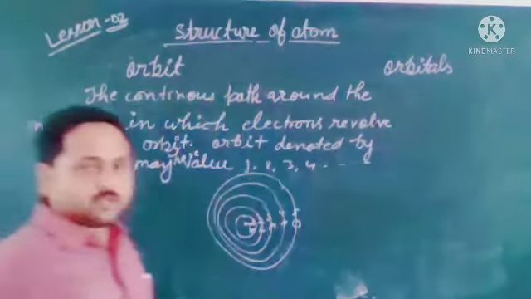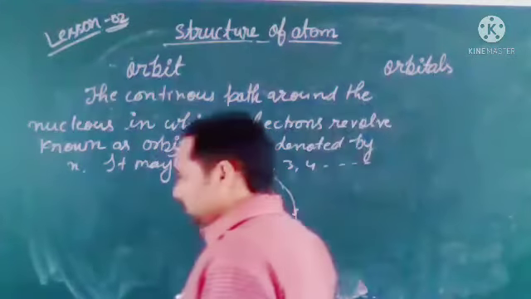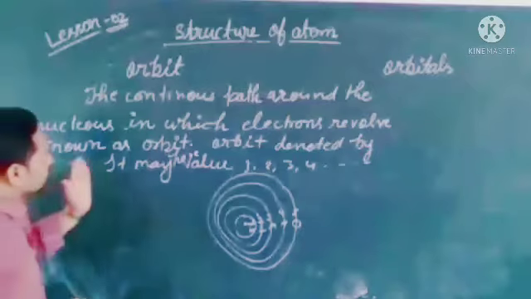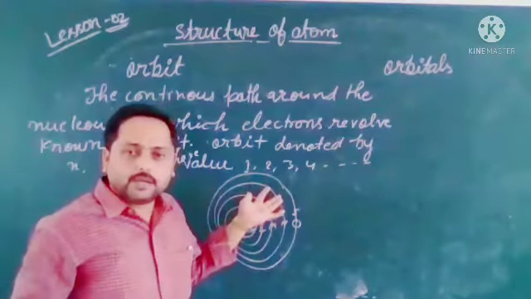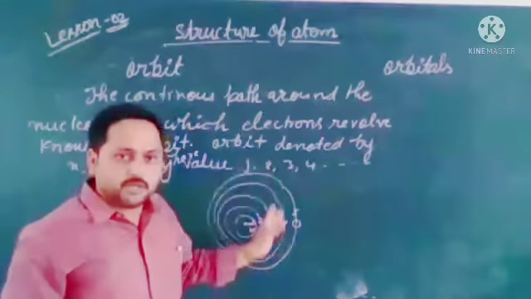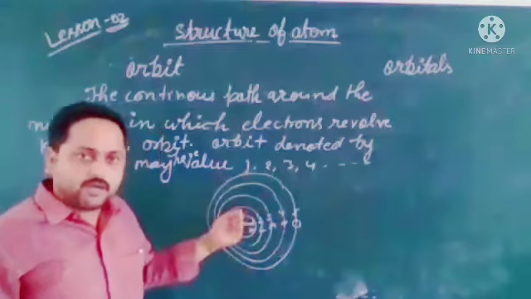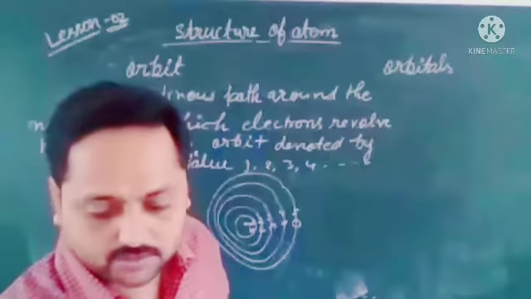Let us move to orbital. This is the definition of orbit. It is not written like this in your book, so just follow the notes. It is easy to define and to understand. Next is orbital.